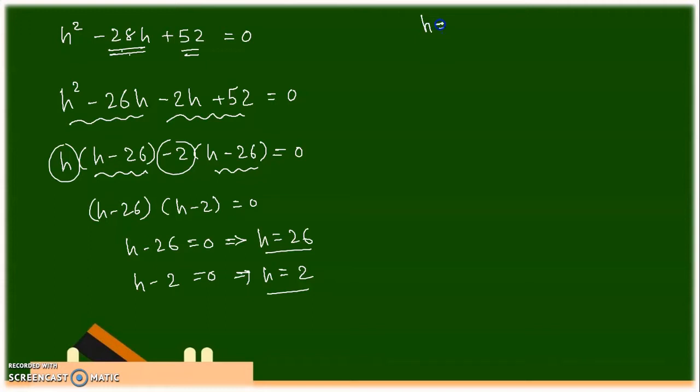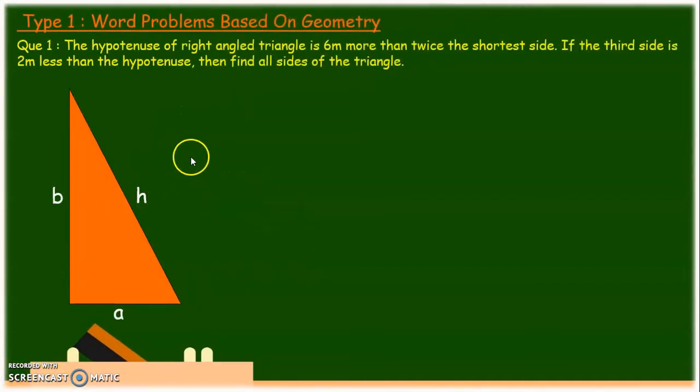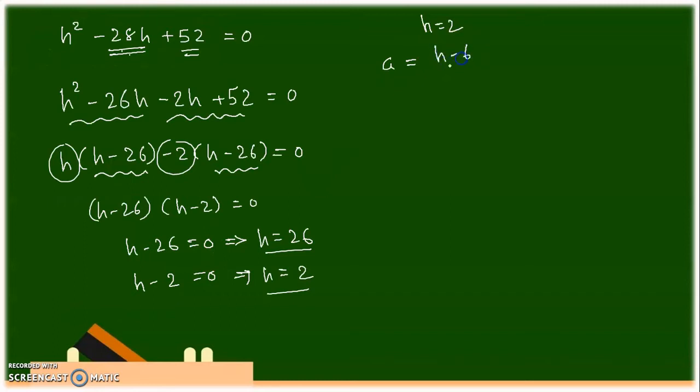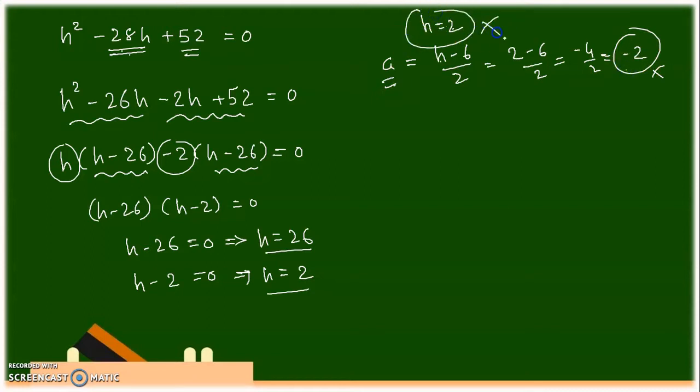Suppose if you put h equal to 2, then what will be the value of a and b? So the formula for a equal to h minus 6 divided by 2. So if you put it here, in place of h, if you put 2, it will be minus 4 divided by 2, that will be equal to minus 2. So yes, this is not possible because a is the shortest side of the triangle and a side of the triangle cannot be negative. So h equal to 2 is not possible.